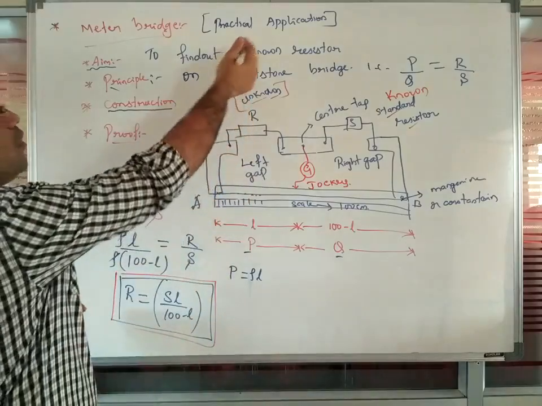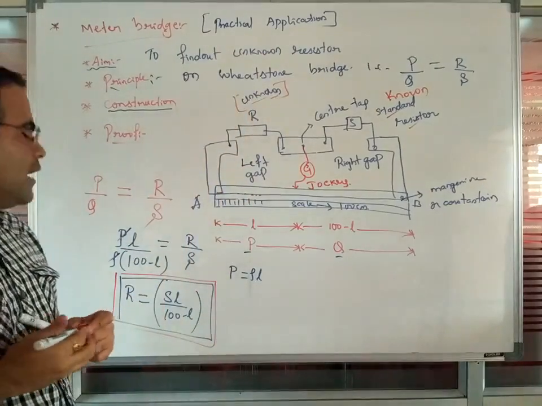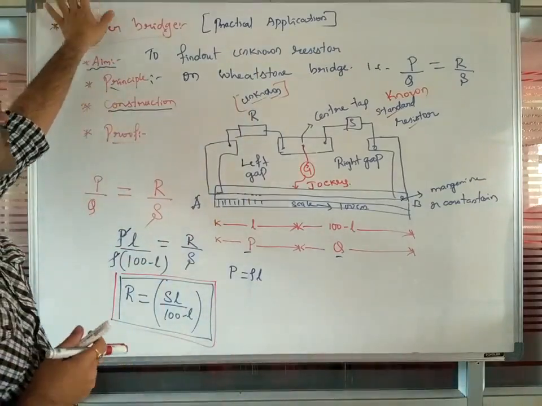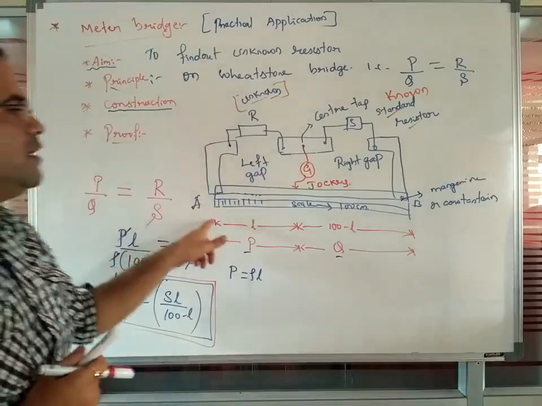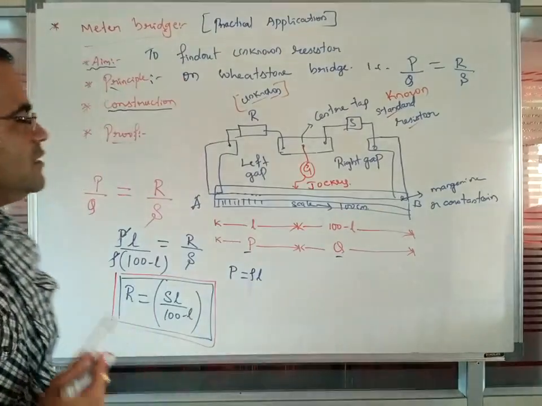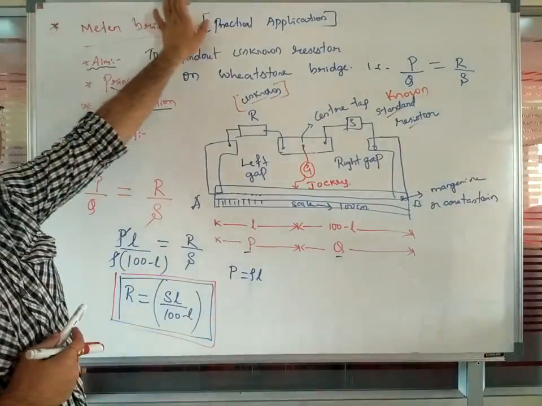So that is the reason you call this a practical application of the Wheatstone bridge. And why did we call the Wheatstone bridge a meter bridge? Because here you are going to use a 100 centimeter scale. So that is the reason we give this the name meter bridge.